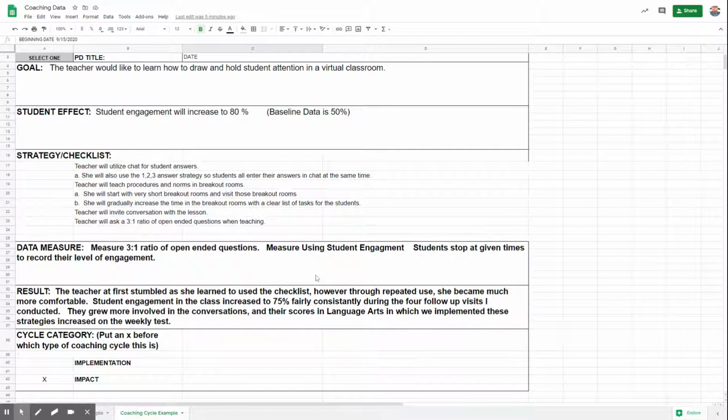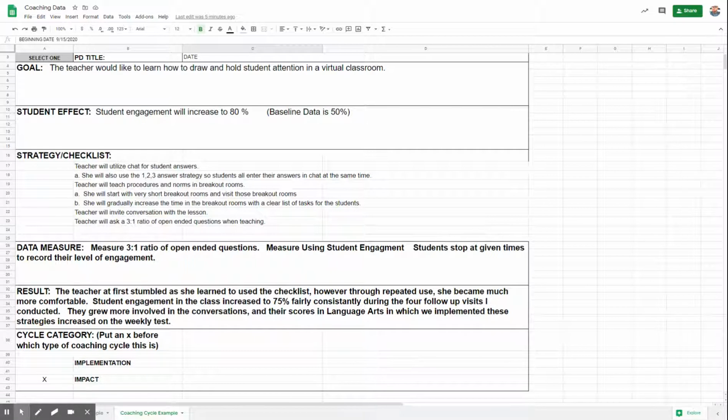And so we practiced these. The teacher did them. We created a little checklist with these. The teacher actually turned it into a giant anchor chart since there are no students in her class at this time, just a reminder to utilize these strategies. And the result is the teacher stumbled at first as she learned to use this checklist, but through repeated use, she became much more comfortable.